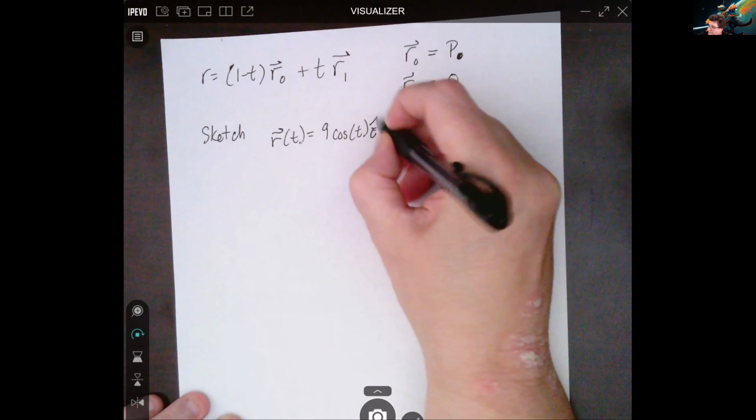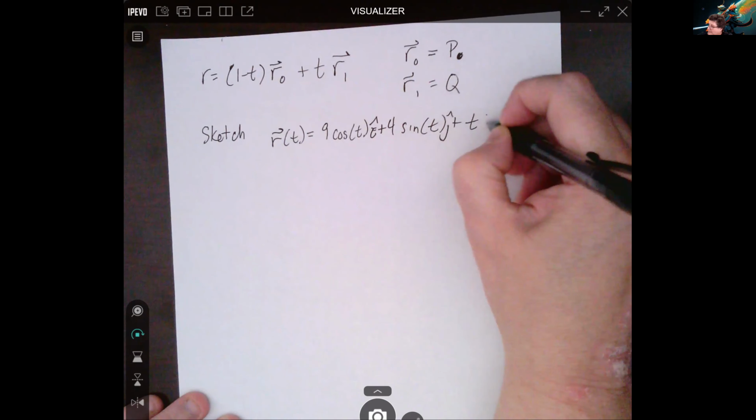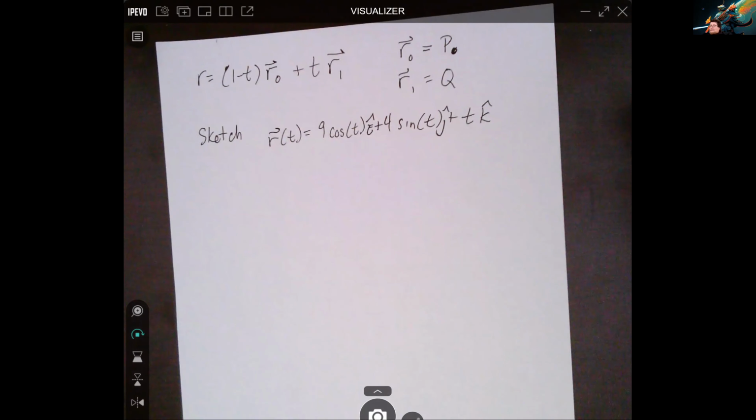I guess I should give these, there we go. That's a little bit better. 9 cosine t in the i hat, 4 sine t in the j hat, t in the k hat. And if you decide to do time steps of 1, you are really making this hard for yourself.